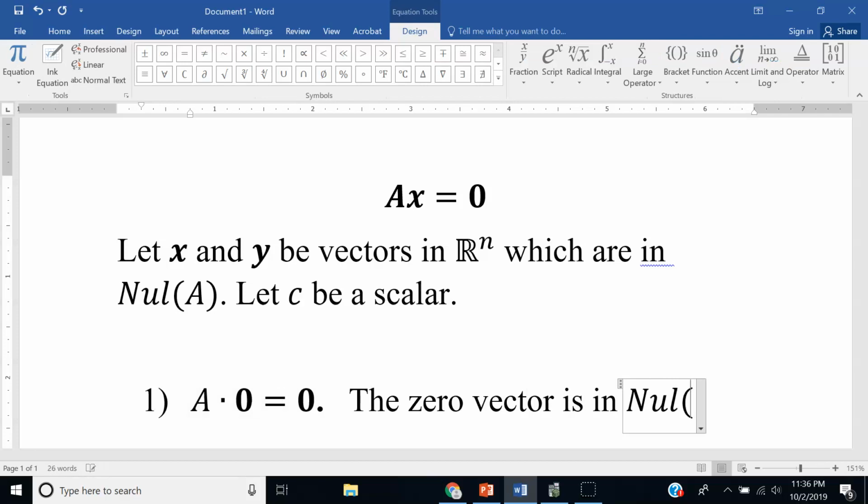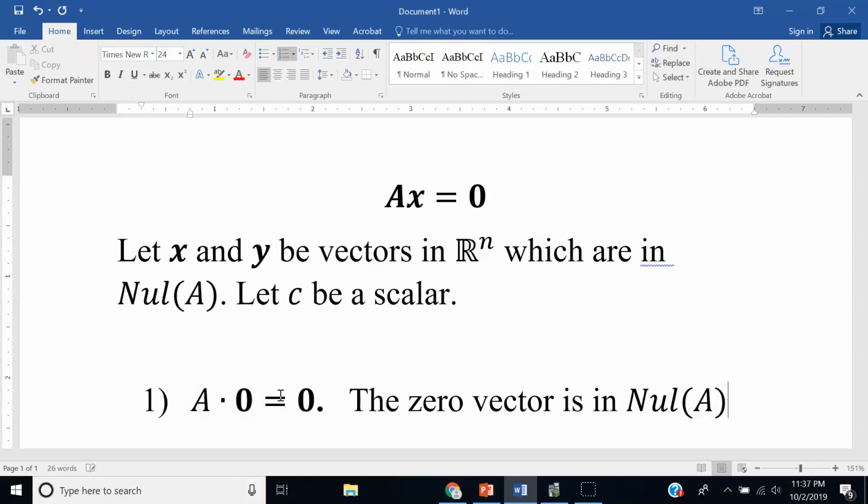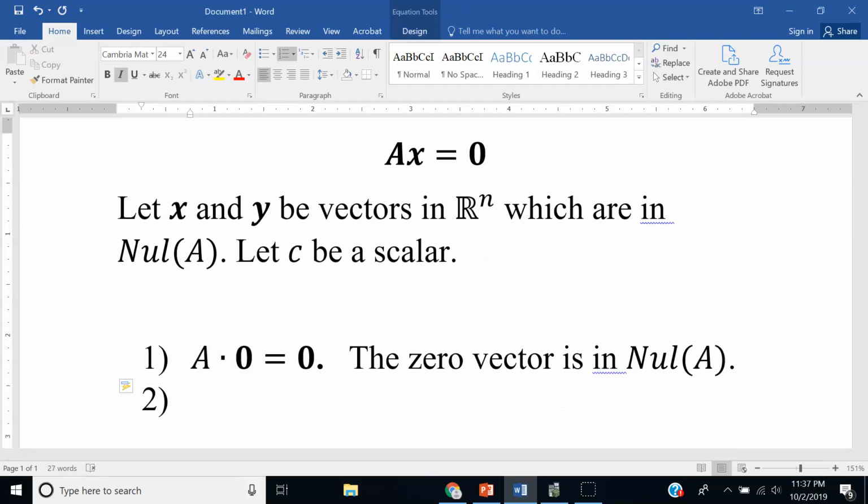So writing that down, the zero vector is in fact in the null space of A. There you go. Since A times 0 gives you the zero vector, that means this zero vector over here is in the null space. Now, that's one point to show that something's a subspace.